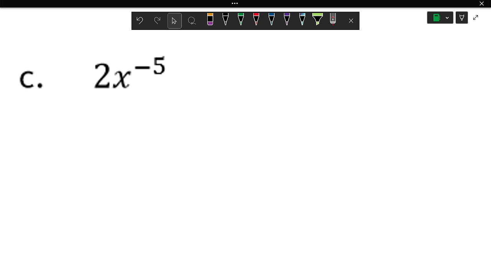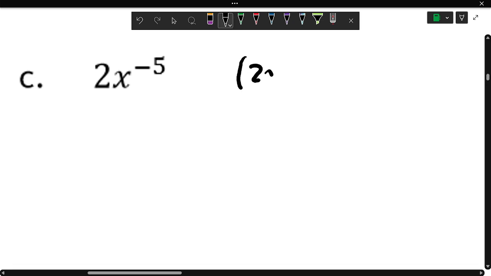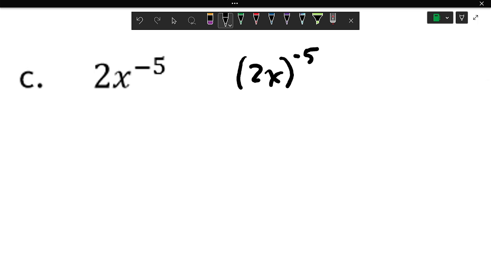For part C, we do have 2, and then that's being multiplied by x to the negative 5th. Again, it's kind of a common error that I'm seeing. This is not 2x to the negative 5th, right? So the 2 is not being raised to a negative exponent. That negative 5th power does not apply to the 2.